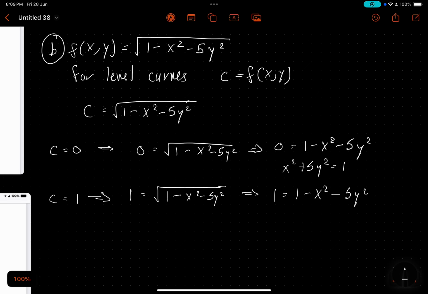This will become x squared plus 5y squared equal to 0, which gives us y squared equals minus x squared over 5, or, taking the square root of both sides, okay, we cannot do that. We cannot take the square root of a negative, and x squared is always positive. So in this case, let's graph this function and see what we get.